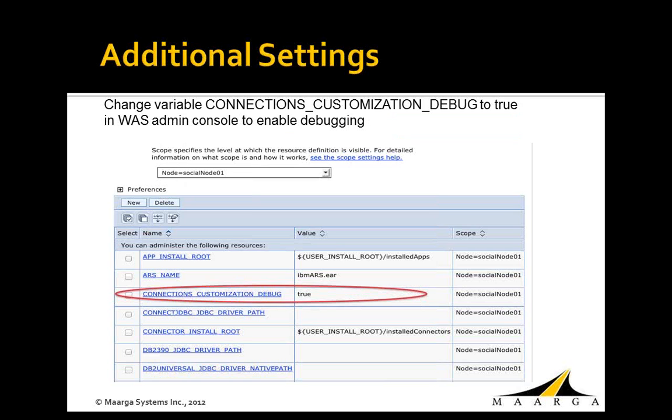An additional setting that is useful to be aware of is the Connections customization debug variable. If you change it to true in the WAS admin console, it helps especially when you're in the process of customization, developing your changes and wanting to quickly take a look at them. It also gives you additional debug information. However, when you go to production, make sure this is set to false. It adds a significant overhead, so you really don't want to go live with this variable set to true.